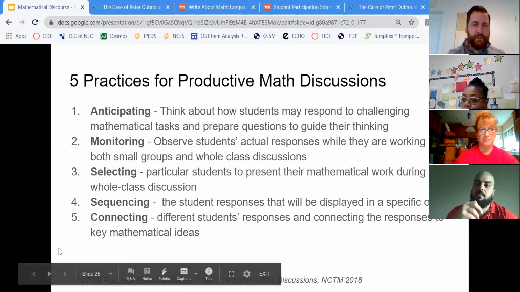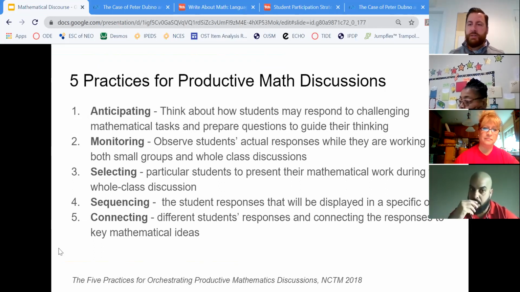These are 5 tips for you to think about for productive math discussions. This is really from the preparation side. Number 1 is anticipating, right? So when you're putting together a problem, you're thinking about, okay, how are my students going to approach this? What are some mistakes that I've seen in the past that I'm pretty sure they're going to make? Then build questions that hinge on those particular areas of potential cognitive demand.